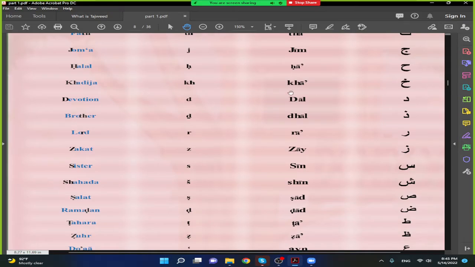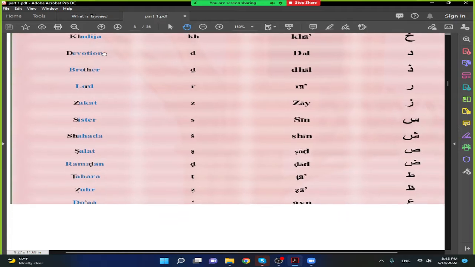Now, Kha. Kha starts with the KH sound, like in the word Khadija. Okay, that's the Prophet's first wife. Okay, Khadija. Kha starts with the KH, like in the word Khadija.